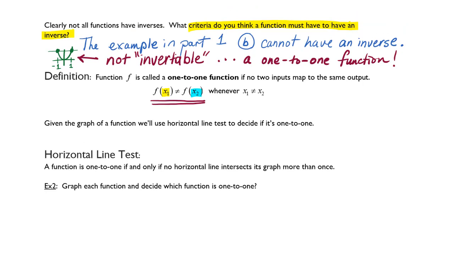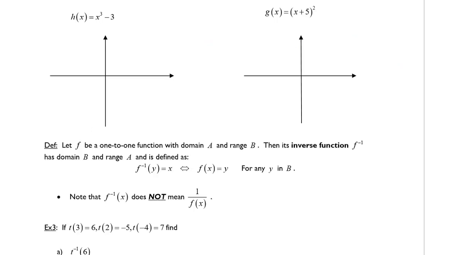Given the graph of a function, we'll use horizontal line tests to decide if it's one-to-one. Just as I did up here with our example, we can see that a horizontal line test hits two different points on the function, and therefore it's not a one-to-one function. So let's go ahead and graph some functions and decide which functions are one-to-one.